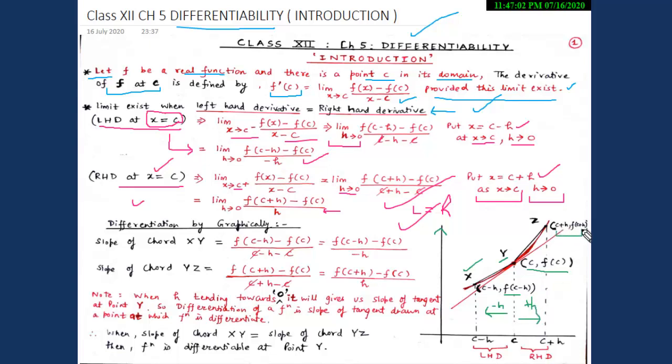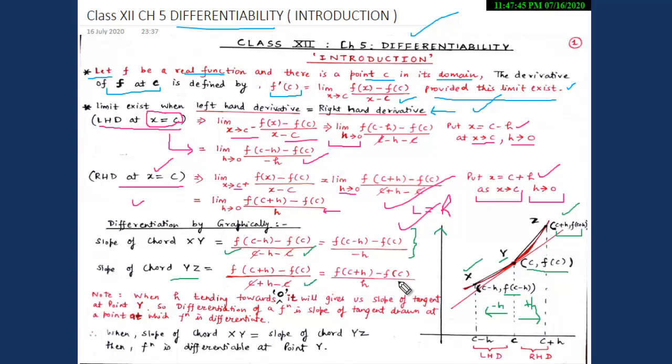Now, when we find the slope of chord XY, we know that the slope of a line passing through two points is (y2 minus y1) upon (x2 minus x1). So, using it we can write this as f(C minus h) minus f(C) upon (C minus h) minus C, which gives f(C minus h) minus f(C) upon minus h. And now we will find the slope of chord YZ. Here also we can write f(C plus h) minus f(C) upon (C plus h) minus C. On solving it we get f(C plus h) minus f(C) upon h.